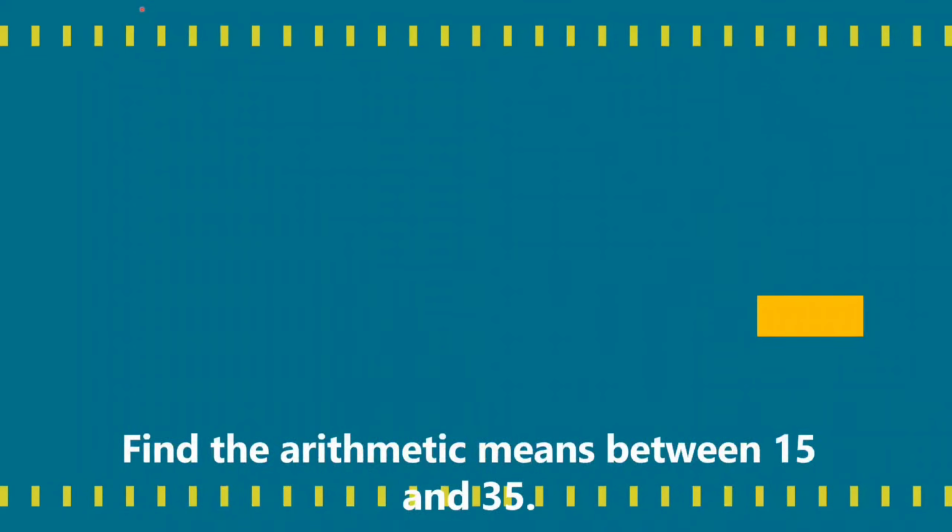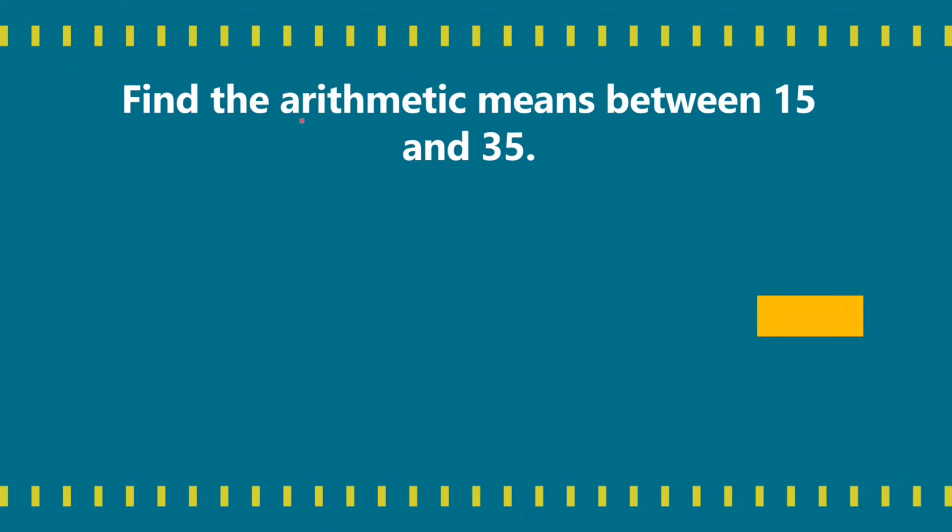So now let's jump to some examples. Our first example is: find the arithmetic means between 15 and 35. In analyzing the question, we just need to find the one term in between 15 and 35. So our number of terms is just 3. First, we need to get the common difference.